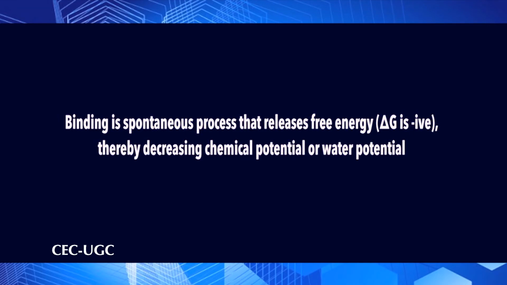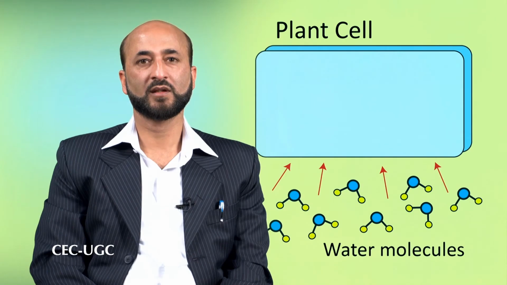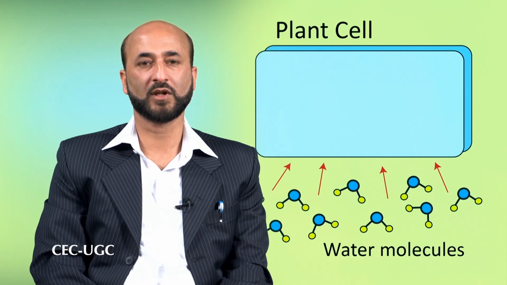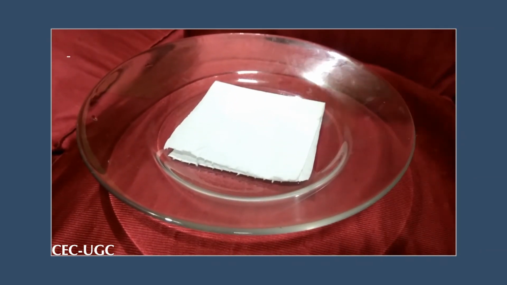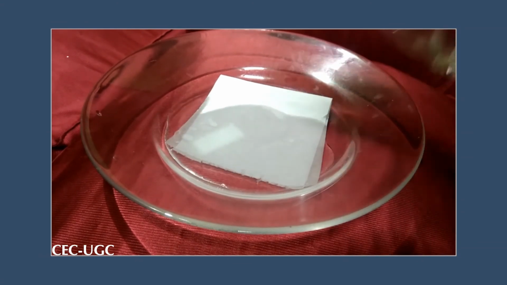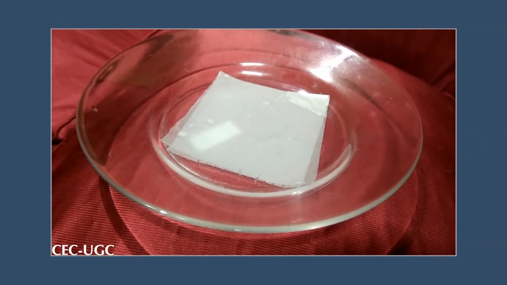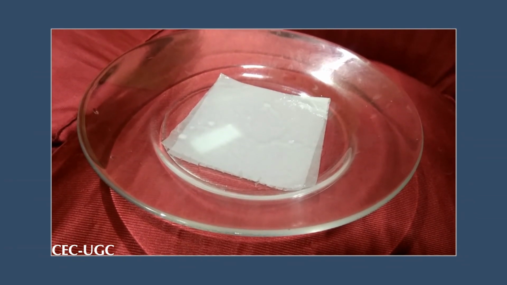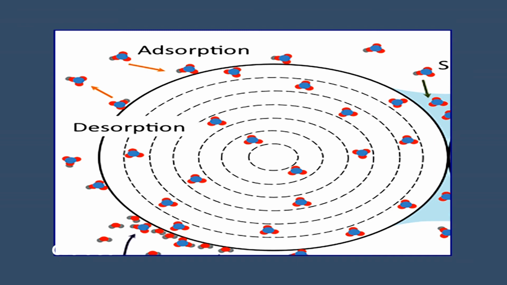Binding is a spontaneous process that releases free energy, that is, delta G is negative, thereby decreasing chemical potential or water potential. Thus, the matrix also affects the water potential, and that component of water potential which is contributed by the matrix is called matric potential. The adsorption of water by hydrophilic surfaces, that is the matrix, is called hydration or imbibition. The tenacity with which the water molecules are adsorbed depends not only on the nature of the surfaces, but also on the distance between the surface and the adsorbed water molecules. Nearer the water molecules, higher the tenacity.